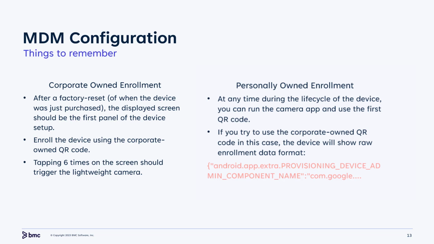At any time during the life cycle of the device, you can run the camera app and use the first QR code. If you try to use the corporate-owned QR code in this case, the device will show raw enrollment data format and you will not be able to enroll the device.